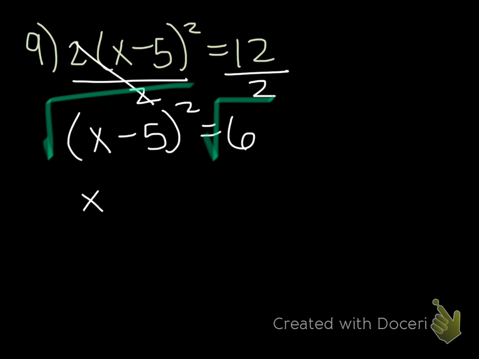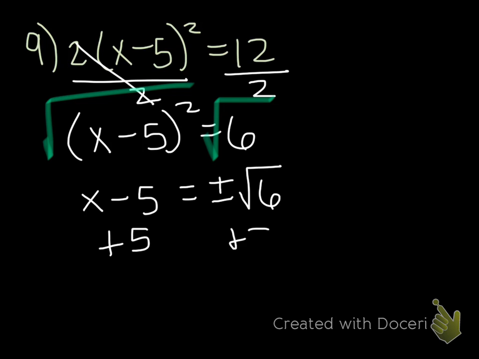On the left side, I'm left with x minus 5. On the right-hand side, I did take the square root, so I'm going to put a plus or minus. 6 does not break down. So sometimes numbers do break down, but not every number does. So 6 only breaks down to be 3 and 2, but neither one of those are perfect. So I can't go any further. I'm going to leave it at the square root of 6.